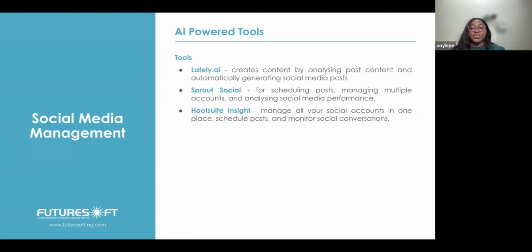Then there's Sprout Social, which you can use for scheduling posts, managing multiple accounts, and analyzing social media performance. This is a great tool for people who manage more than one social media account or more than one brand, for example. You can use Sprout to integrate all of them together and have all your work in one place. Then there's Hootsuite Insights, which manages all your social media accounts in one place, schedules posts, and monitors social conversations, just like Sprout as well.